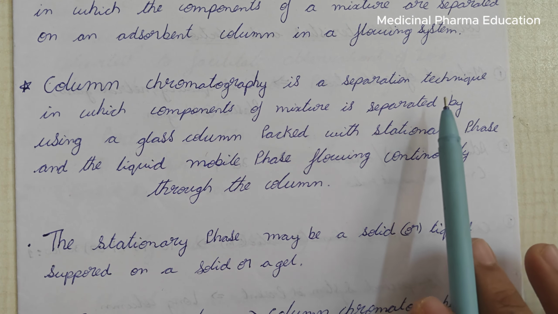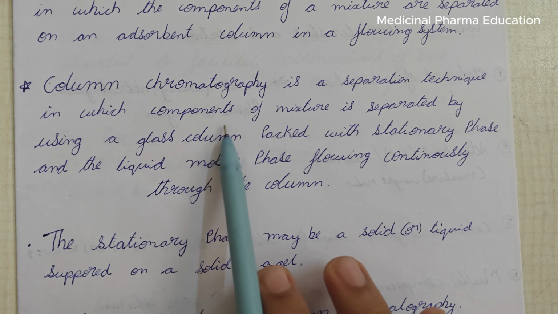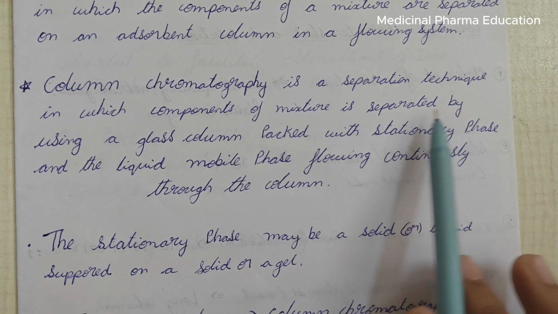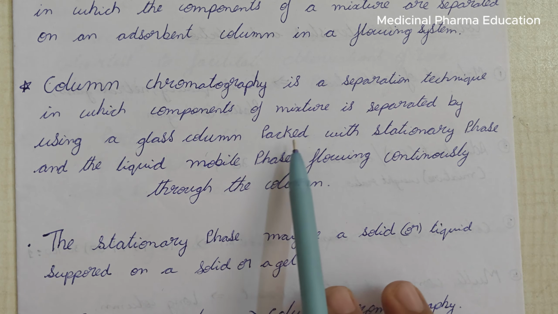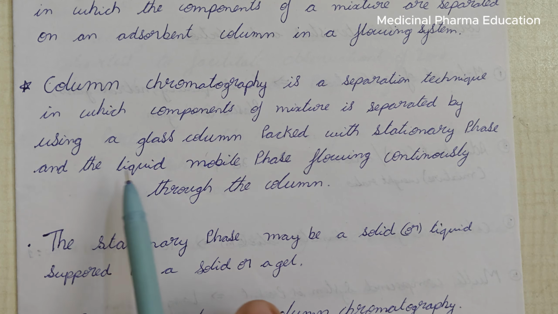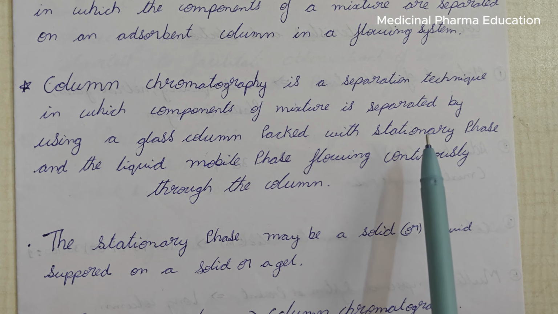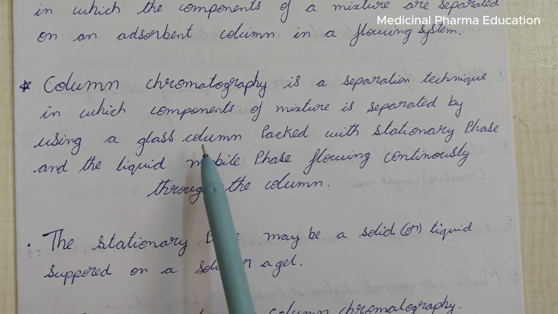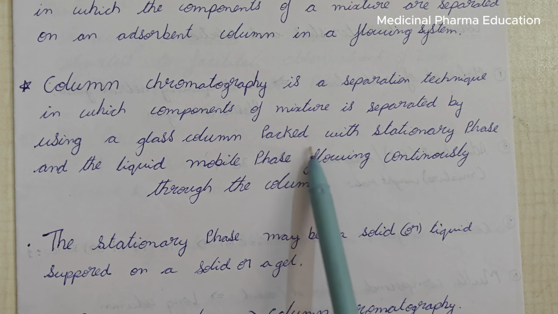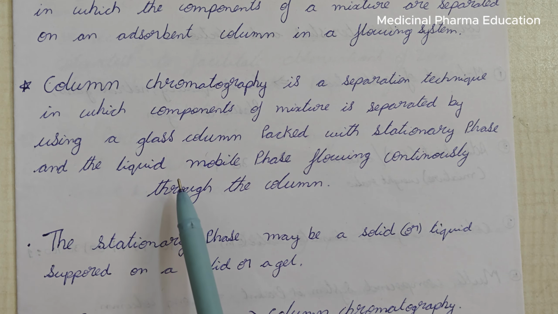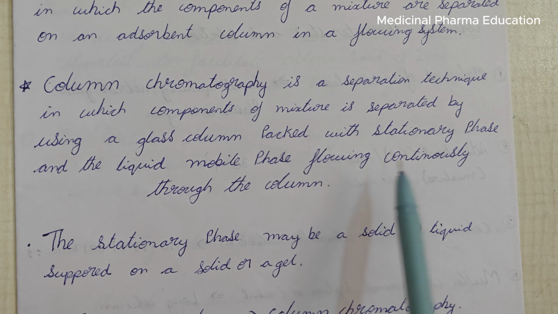Column chromatography is a separation technique in which components of a mixture are separated by using a glass column packed with stationary phase and a liquid mobile phase flowing continuously through the column. See, through the definition you can understand. Here we are using a glass column packed with the stationary phase, and the liquid mobile phase flows continuously through the column. Can you tell the principle behind it? Just comment and tell me.